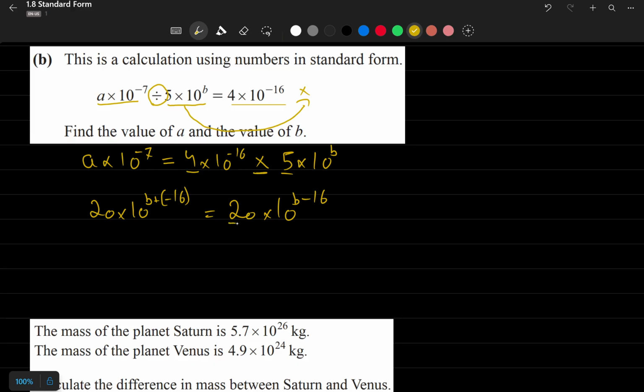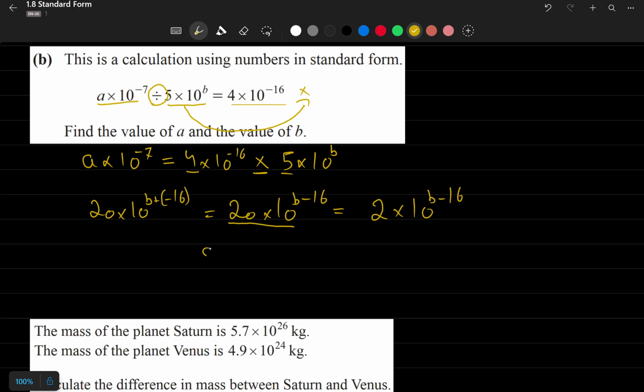Now 20 is not in standard form. The standard form rule is that this number must be greater than 1 and less than 10. So we convert this back into standard form and it becomes 2. So 2 into 10 raised to power b minus 16.